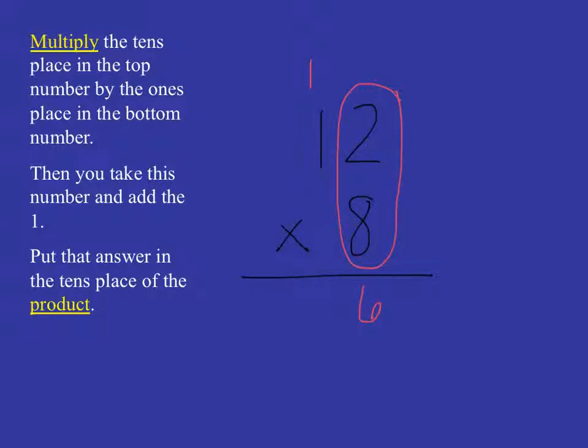All right, my second step is going to be to multiply the tens. Because I've got a 2-digit by a 1-digit, I'm going to multiply the tens place in the top number by the ones place in the bottom number. Oops.